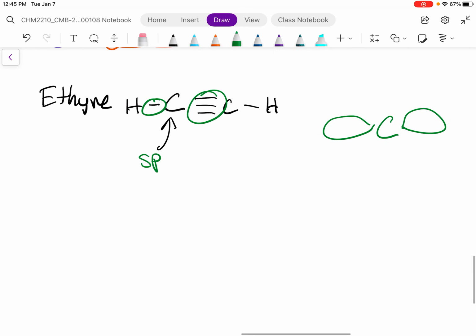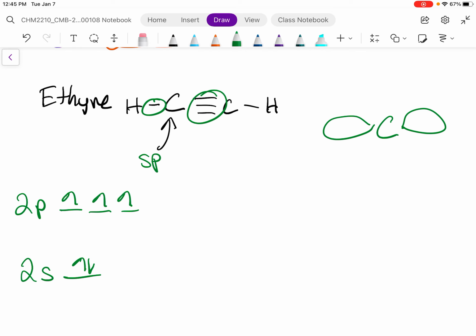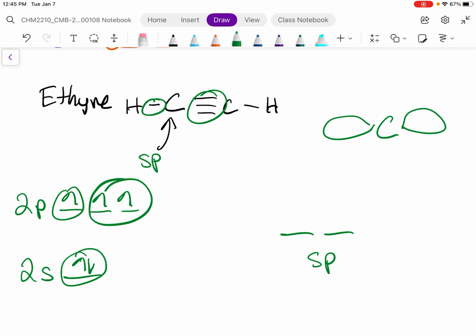So what is the ground state of carbon? 2s and then 2p. And what did we want to hybridize that to? sp. So what does that mean? 1s, 1p hybridized. What have we done? Did we do anything with those? Nope. So those just come straight across. And we have p orbitals. How many valence electrons does carbon have?